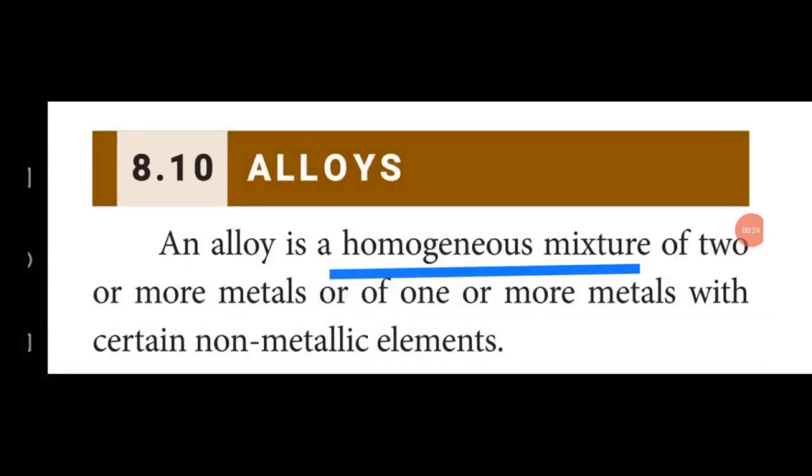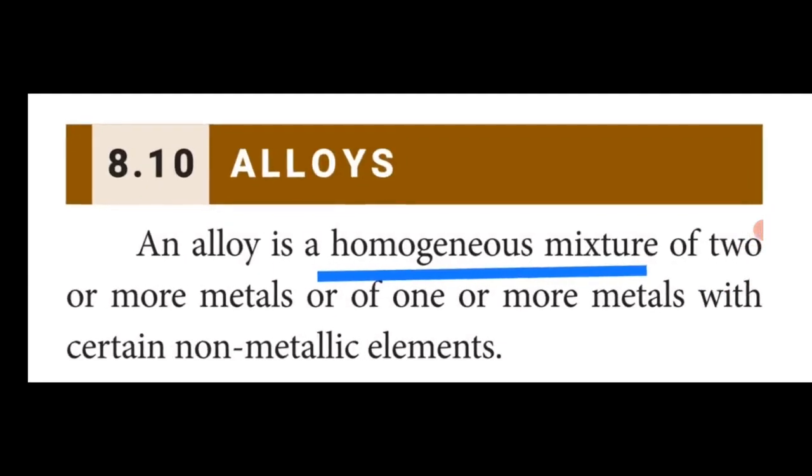What is an alloy? An alloy is a homogeneous mixture of two or more metals, or one or more metals combined with certain non-metallic elements. This substance is called an alloy. Two or more metals, or one or more metals combined with non-metallic elements to form a homogeneous mixture, is called an alloy.